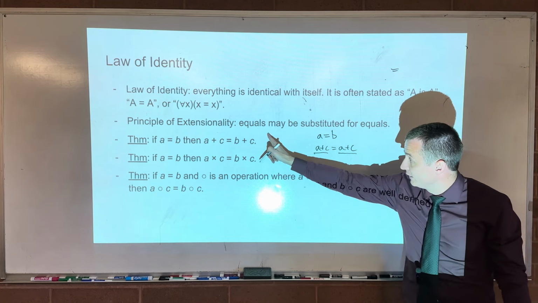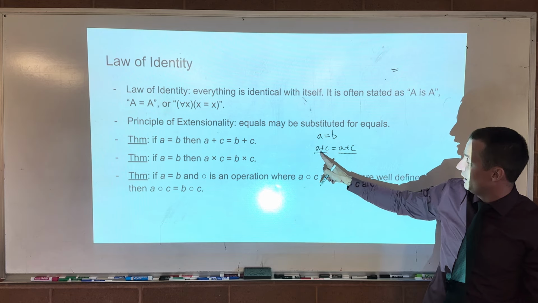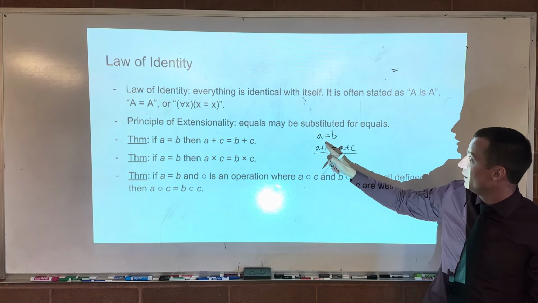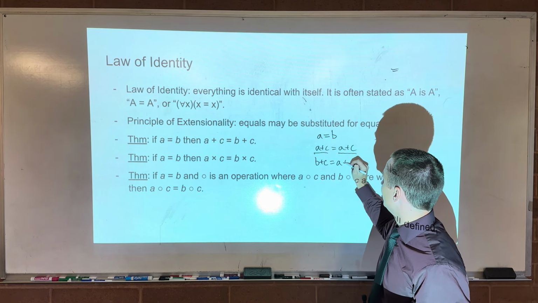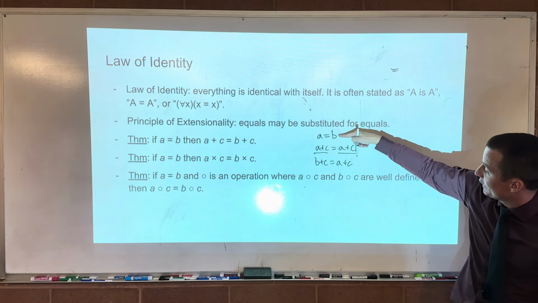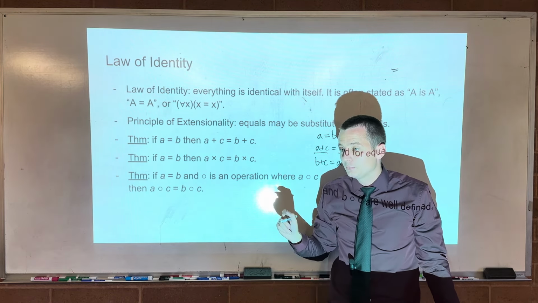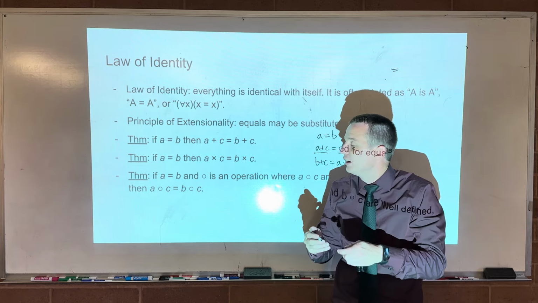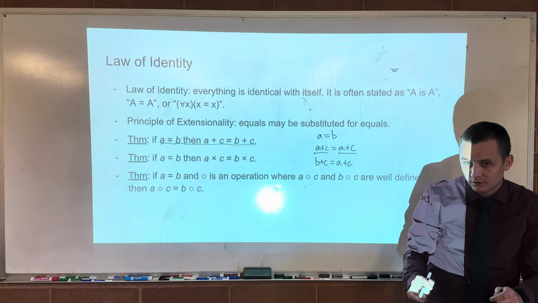Using the second law of identity, that equals may be substituted for equals: I know that A is equal to B. I know A plus C is equal to A plus C. Substitute in one of those A's for B, and I get B plus C is equal to A plus C, using the second law. So I know this from the first law, and then I know this from the second law. That is how you prove A plus C is equal to B plus C. It is not a proof you do in arithmetic or algebra. There is no algebraic proof for this. This is a proof of logic. It's more fundamental than that.